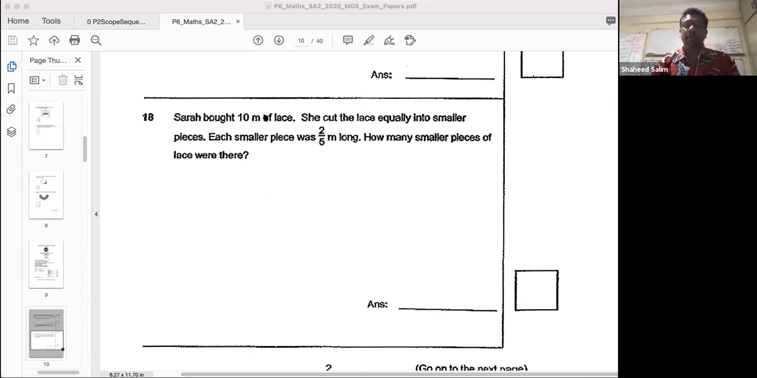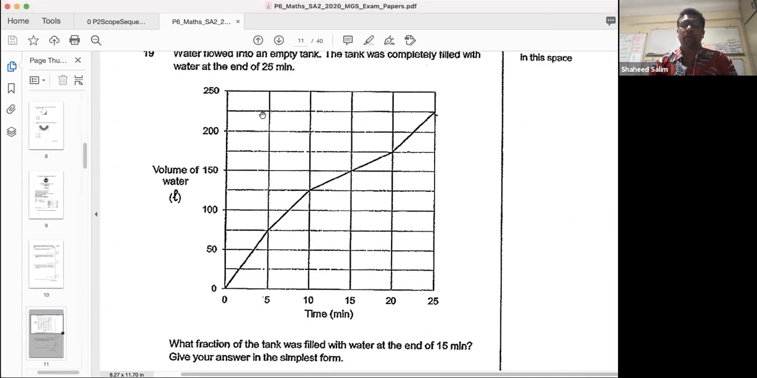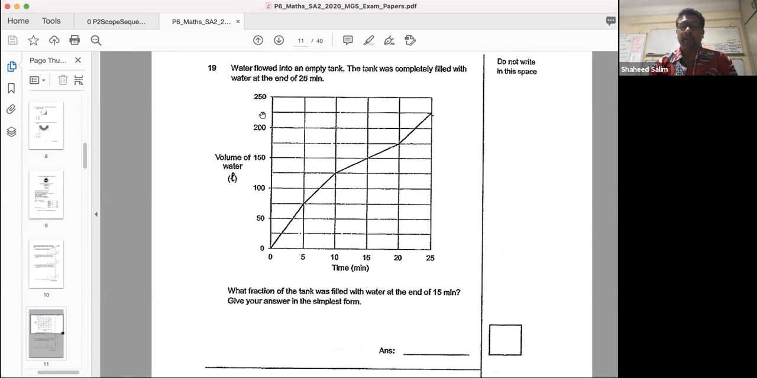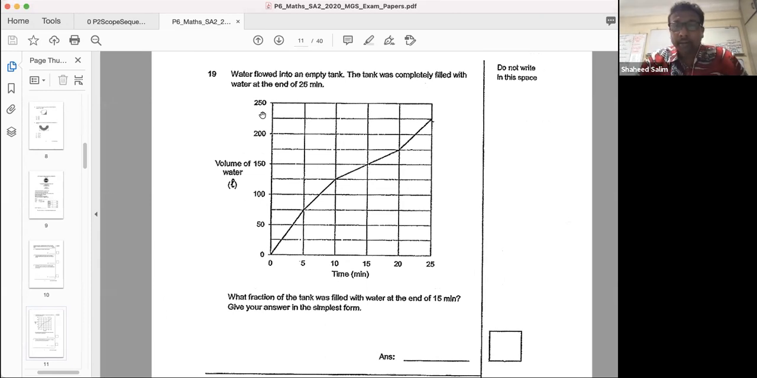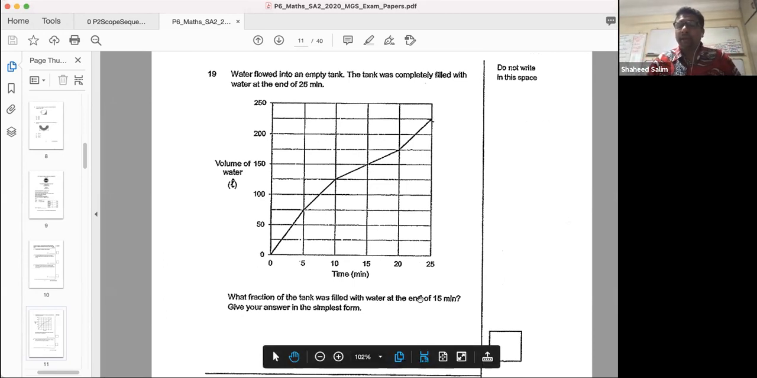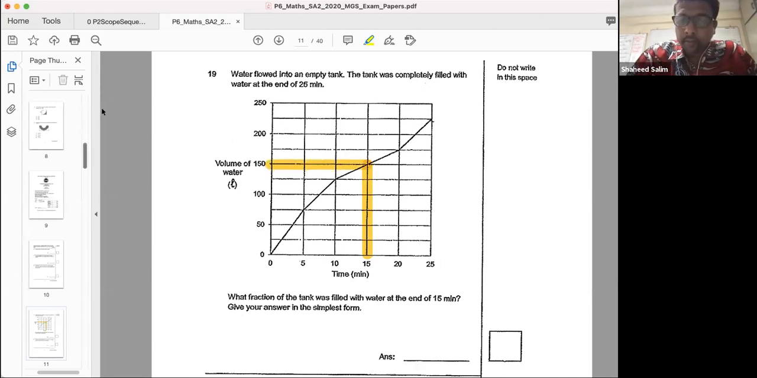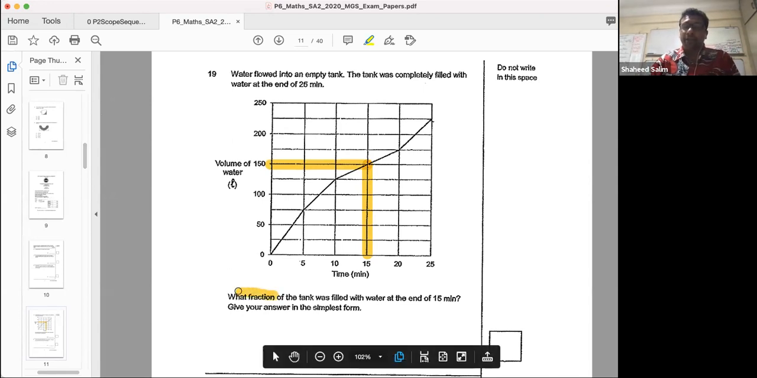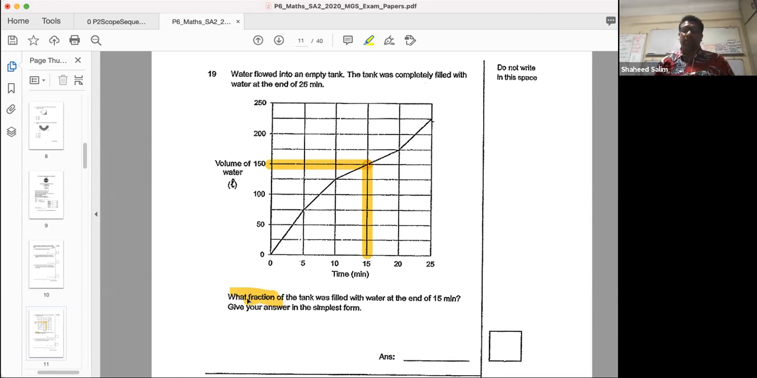Let me try the next one. This one looks like a good question. Think carefully. Water flowed into an empty tank. The tank is empty. Then it was completely filled after 25 minutes. This means it's completely full. What fraction of the tank was filled with water at the end of 15 minutes? Don't give the answer as that fraction. A fraction must have 2 numbers, a bottom number and a top number, the numerator and denominator.